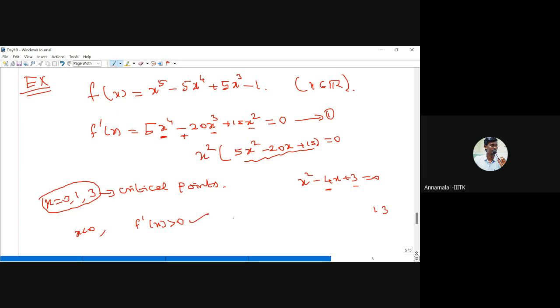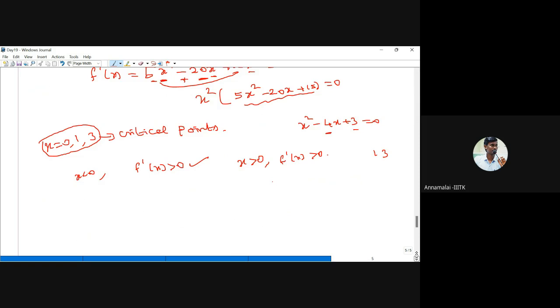Suppose if x is positive, then still you will get f dash of x positive, because you will get this is 5 and then 15. So if x slightly changes to positive, then you will get this term bigger than this term. Therefore, we'll always get positive.